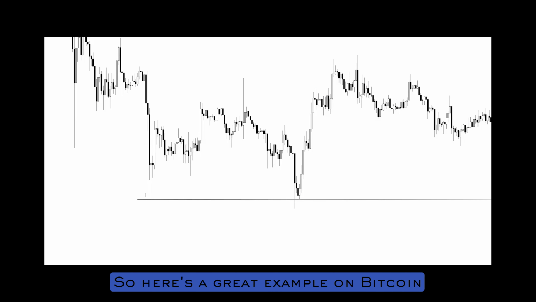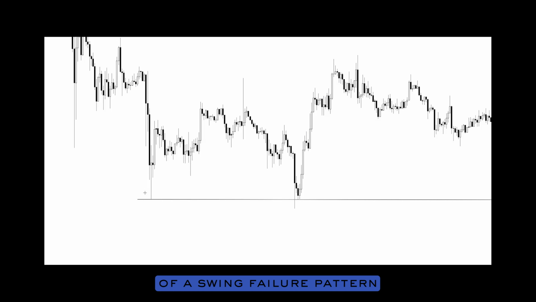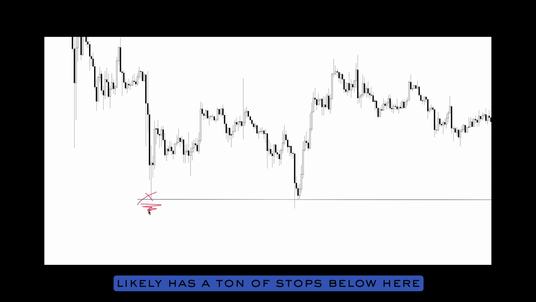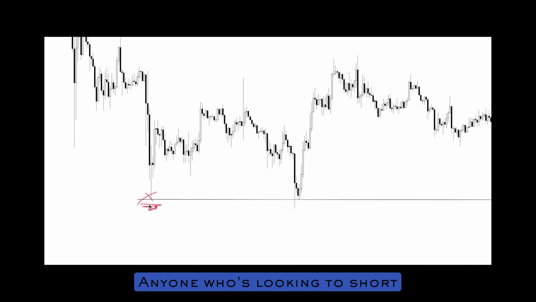So here's a great example on Bitcoin of a swing failure pattern on the 4-hour chart. Here we have the low. Again, all eyes on this. Anyone who is currently long likely has a ton of stops below here. Anyone who's looking to short is paying attention to this area. So what do we see?